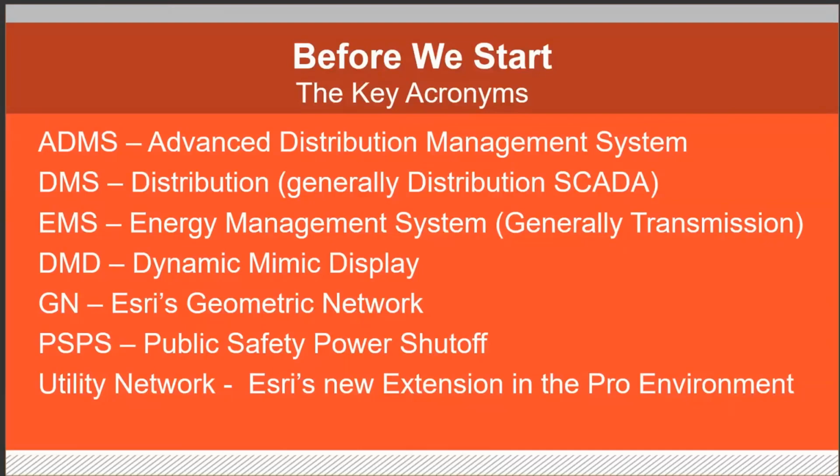PSPS, that's a new one for us. That's the public safety power shutoff. And that's being used in the western states right now for fire mitigation. So in heavy wind events or something, they'll shut down the power just so that none of these lines maybe make a spark and create a fire. Utility network, I did not show you an abbreviation for that because that's Esri's new extension in the Pro environment, and I'll try to stay away from abbreviations in that.